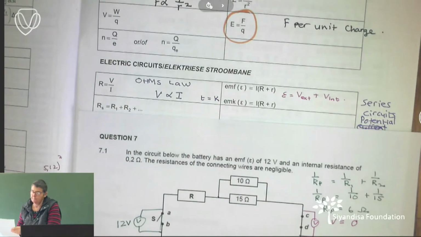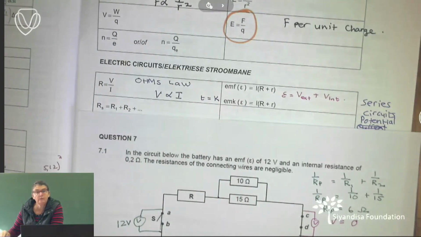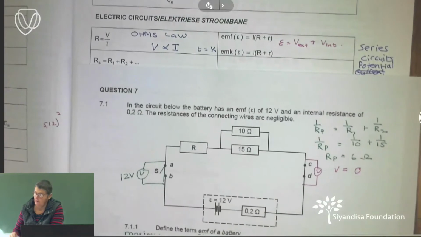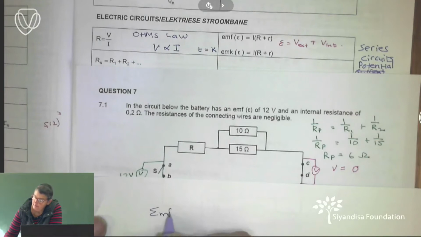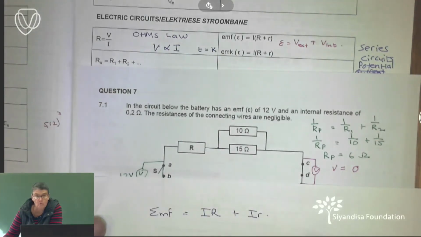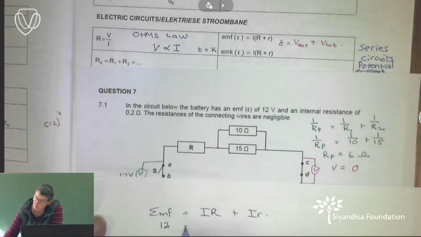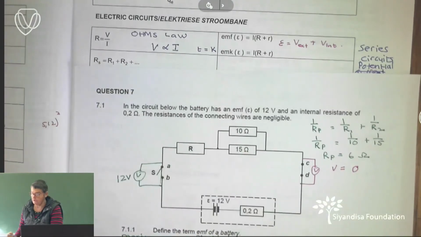So what do I write down? That my EMF is equal to I big R plus I small r. Okay? We know that our EMF is 12, which is equal to 1,5 R plus 0,3. Okay? Let's just quickly go and see where I got everything.